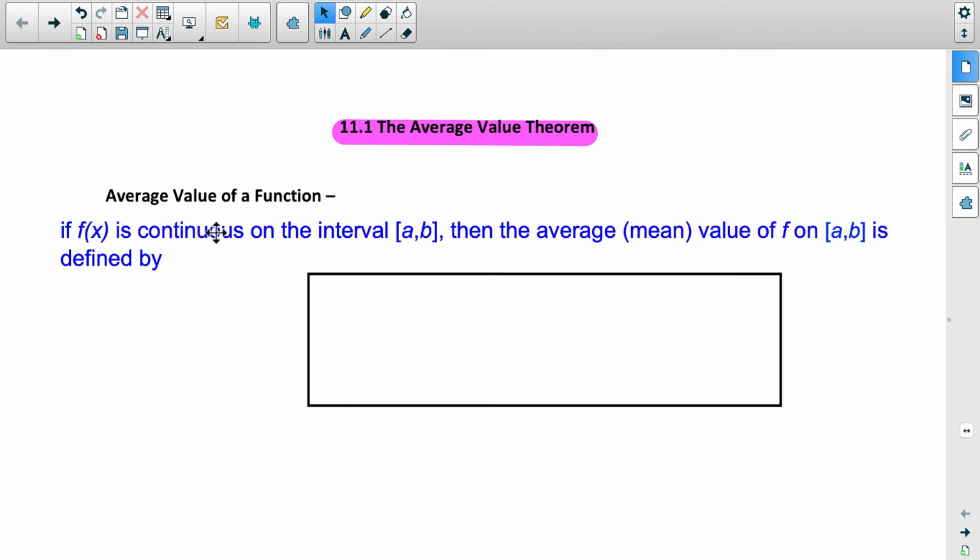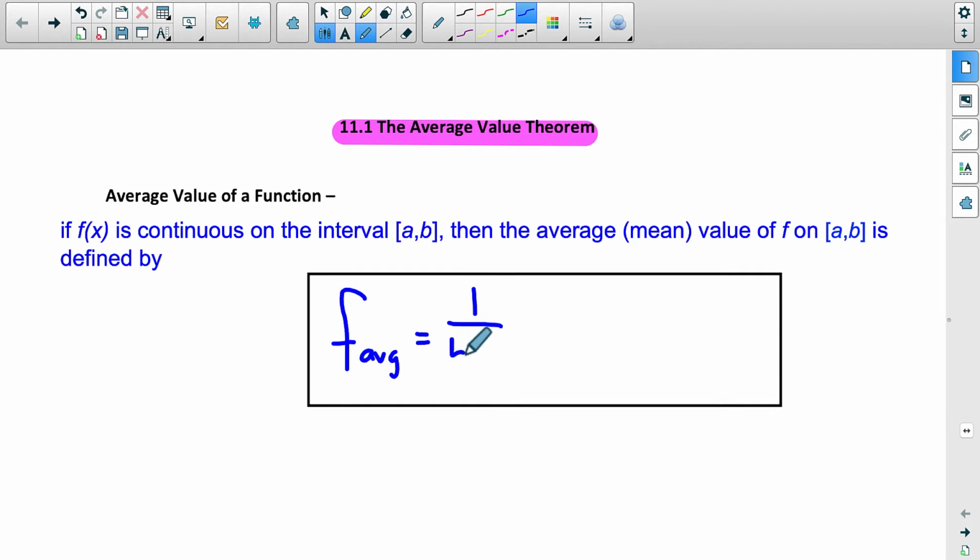So you have to consider if a function is continuous on the closed interval a to b, then the average, also known as the mean, value of that function on that interval is defined by this equation right here, which I'll write for you. F average, so the average function, is equal to 1 over b minus a. You're going to take the integral with a lower bound of a and an upper bound of b, the integral of that function with respect to x.